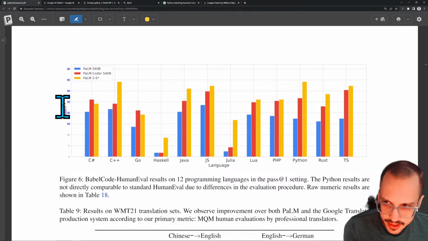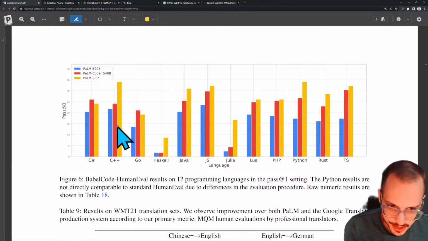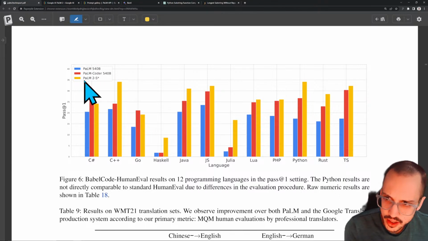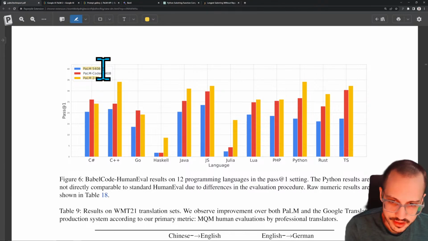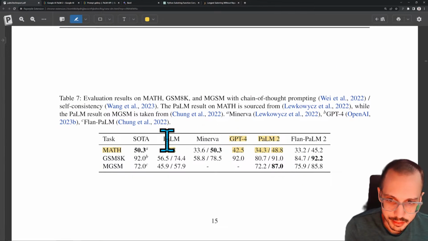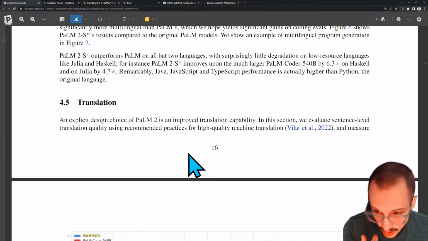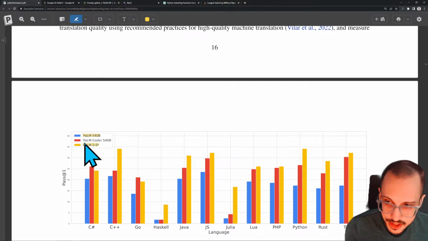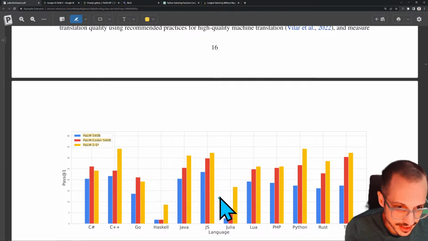So pass at 1 basically means that the first answer that it gives you needs to be correct, right? The top answer needs to be correct. And here they're showing you the PaLM 2S, which is their fine-tuned version of PaLM 2 specifically on code, versus the original PaLM, which is obviously going to be terrible. Look at the performance of PaLM on math versus PaLM 2. You're talking 8% versus 34%, a score of 34 versus a score of 8, compared to GPT-4, which is at 42. So PaLM is going to be trash, and then PaLM Coder is only going to be slightly less trash.